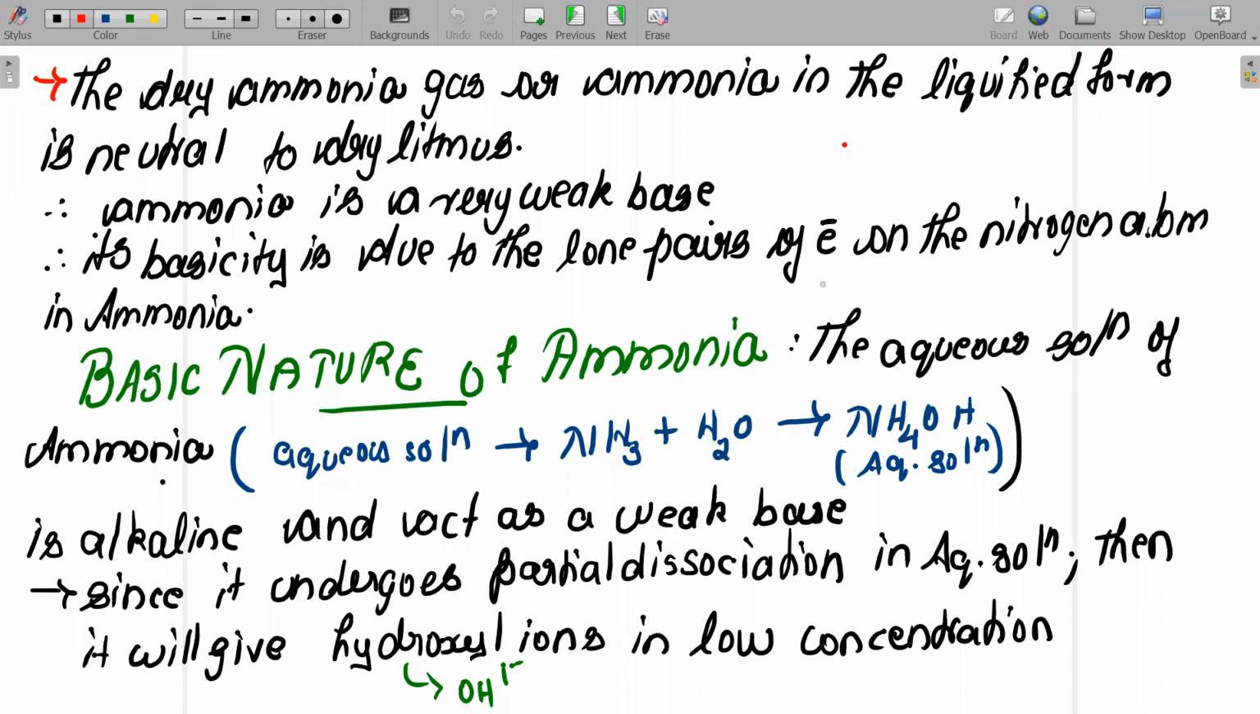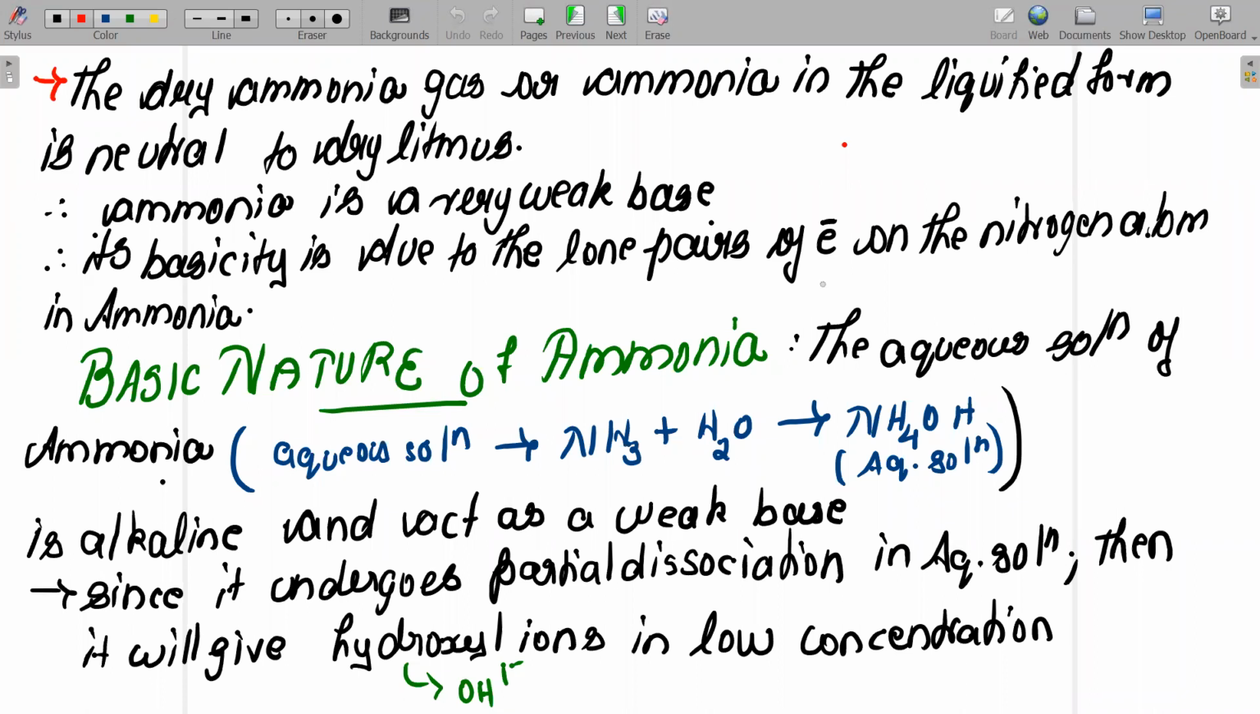Now we are going to talk more about the basic nature of ammonia. Just now I gave just an introduction about the basic nature of ammonia. Now sir is going to talk more about it. Children, what do you mean by aqueous solution of ammonia? That is nothing but you take some ammonia, add some water into that, right?